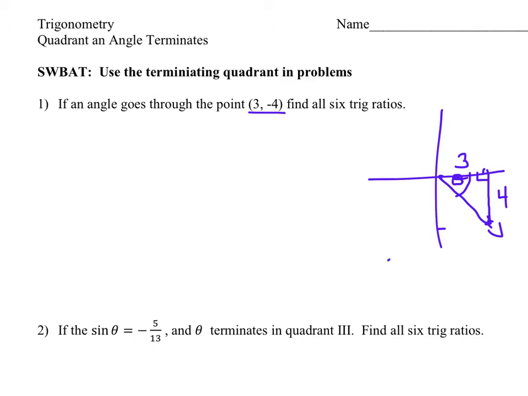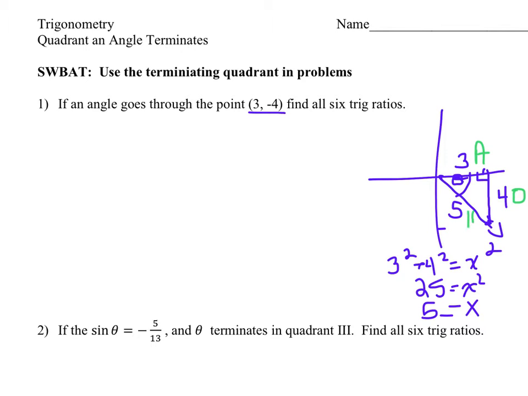Now, we want to find all 6 trig ratios, so we do have to find the hypotenuse. So 3 squared plus 4 squared equals x squared. Some of you may already know this is 25 equals x squared, so x is 5. So our hypotenuse is 5. Let's label these in an obvious way. This is the opposite, this is the adjacent, and this is the hypotenuse.